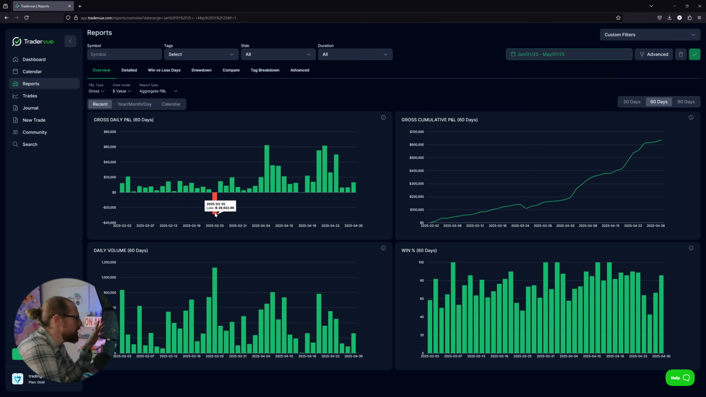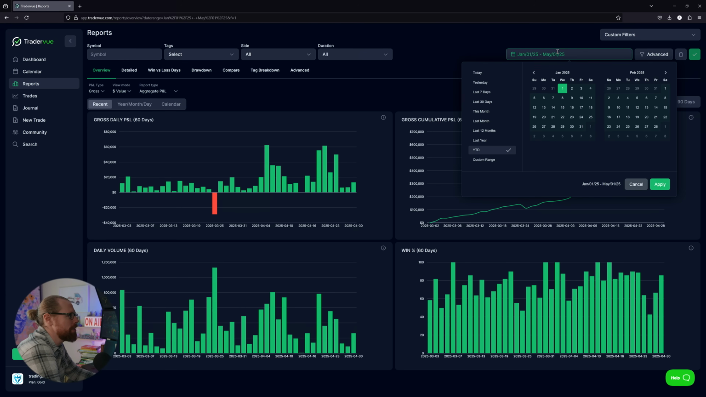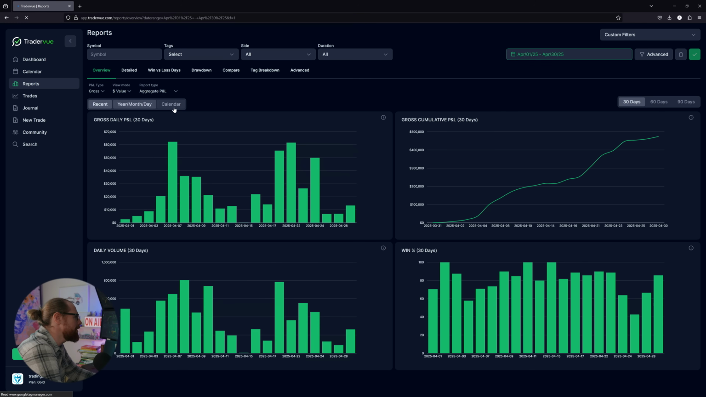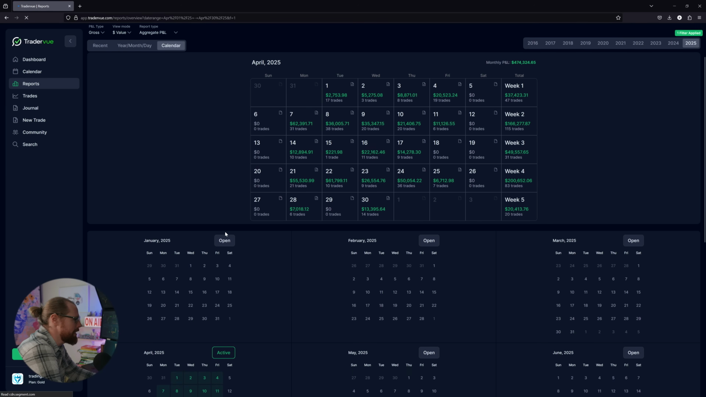But a lot of people look at this and say, this is fantastic. You only have one red day. Who cares how big it is? It's only one. But the perfectionist in me really wishes that day wasn't there and that I had stopped sooner and not let it get as big as it was. So nonetheless, the month of April on the calendar view, really solid month.